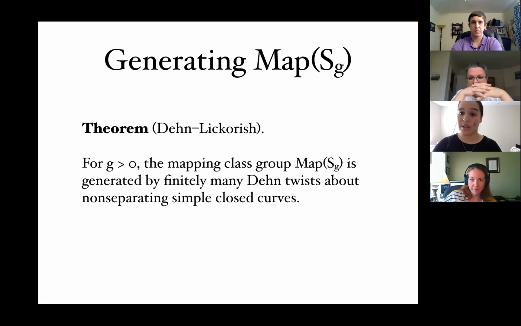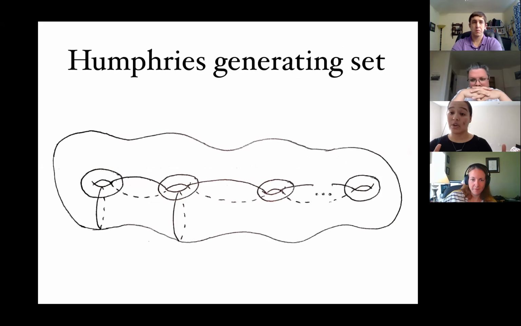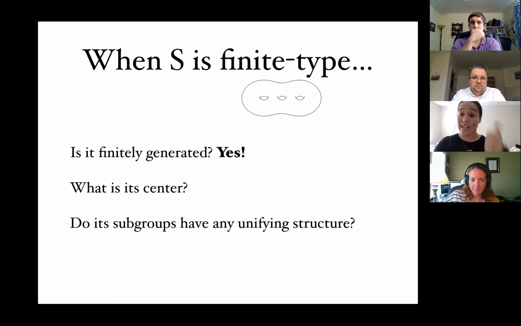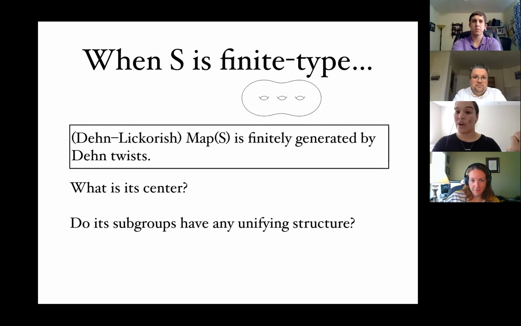So for example, here's one such set. This is called the Humphries generators for the mapping class group of a closed surface. This picture is describing the generating set. If you take a Dehn twist about each of the curves I've drawn, this gives you a generating set for the mapping class group. This is very nice because we now have such a hands-on picture of what every element in the mapping class group can be derived from. Okay, awesome. So yes, it is finitely generated, and we know what it's finitely generated by.